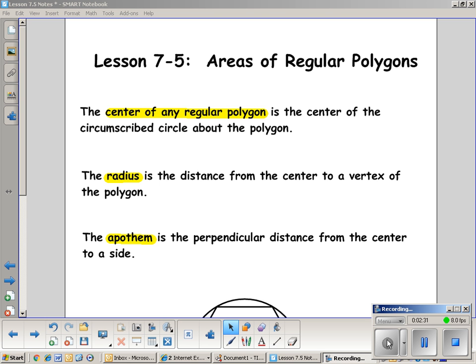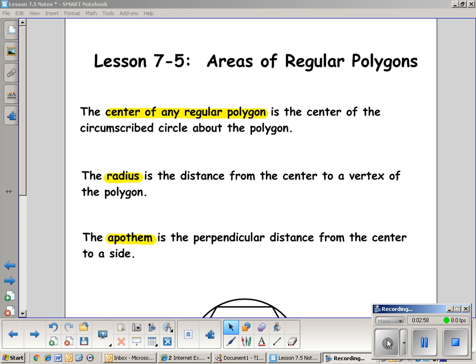So we're talking about not just any old plain polygon, but one that has all exactly the same length sides and all exactly the same measured angles. And the radius of these polygons is the distance from the center of the polygon to a vertex of the polygon.